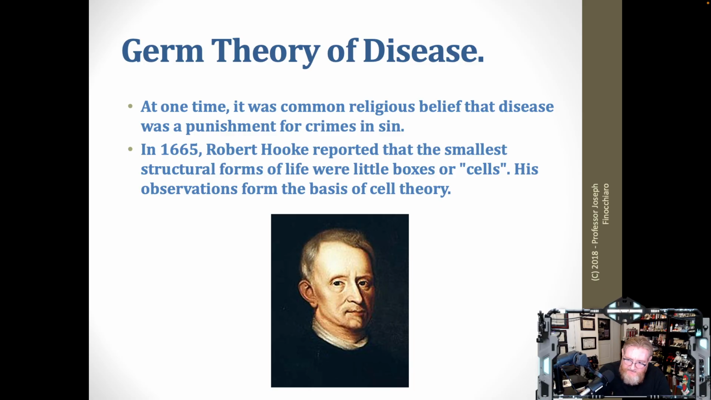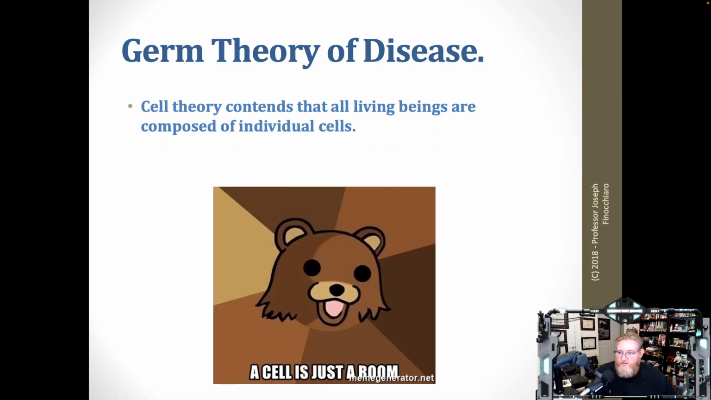In 1665, Robert Hooke reported that the smallest structural forms of life were little boxes or cells. His observations formed the basis of cell theory. Cell theory contends that all living beings are composed of individual cells.